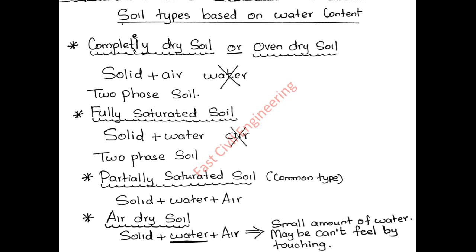Number 3, partially saturated soil, the common type of soil. Three-phase soil: solid, water and air. Number 4, air dry soil. This one is also a three-phase soil, but with a small amount of water, maybe can't be felt by touching.